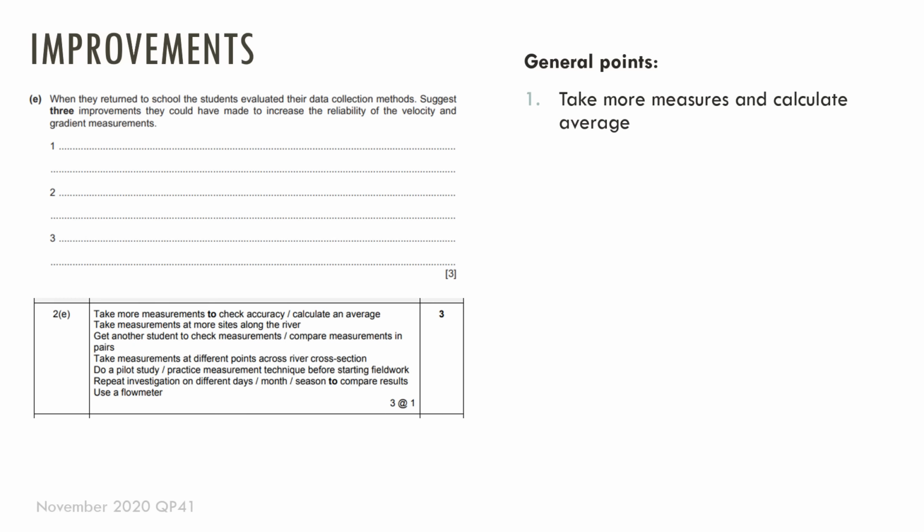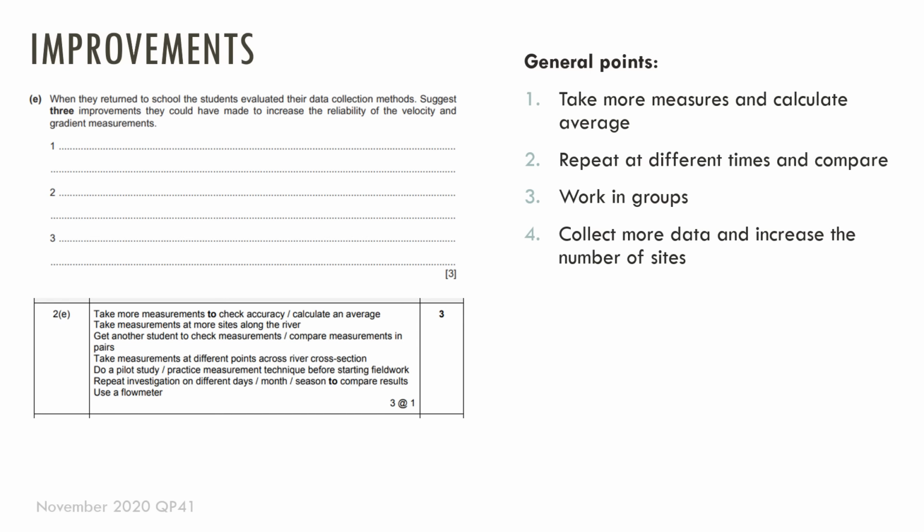Can you take more measures and calculate averages? Can you repeat at different times and compare? Possibility to work in groups. Collect more data and increase the number of sites. Was there an alternative method? Was there a digital alternative? So these are the various things that you need to consider when actually looking at specific improvements.